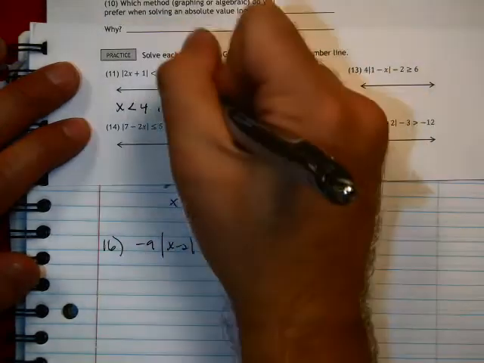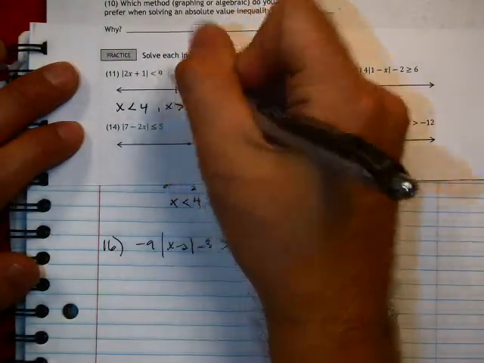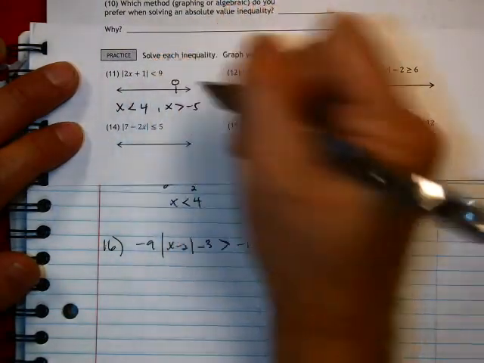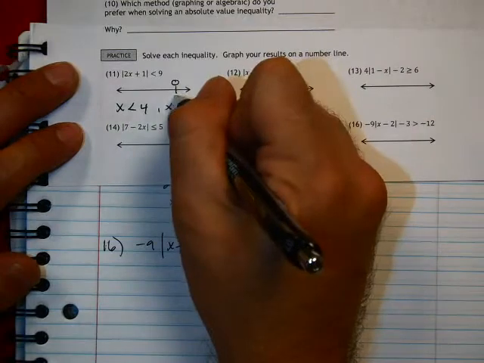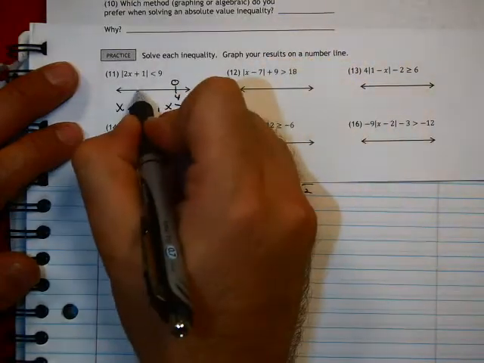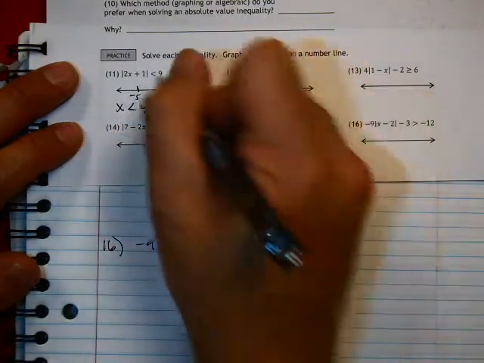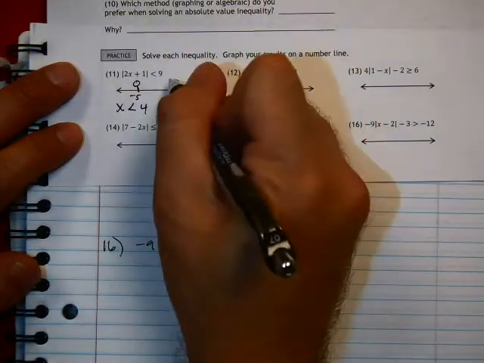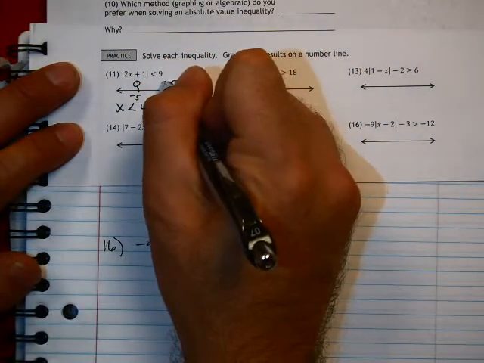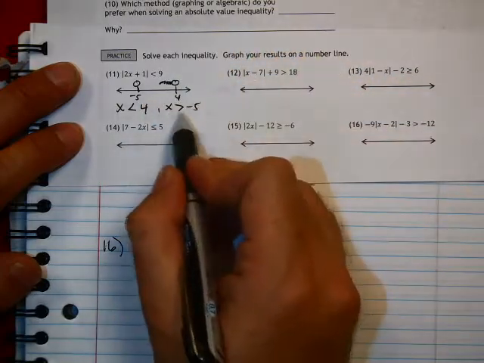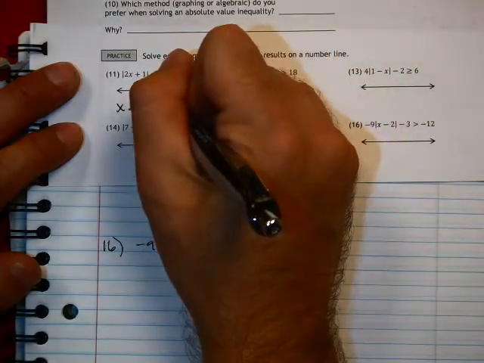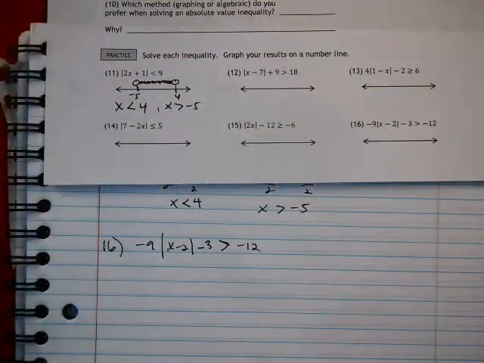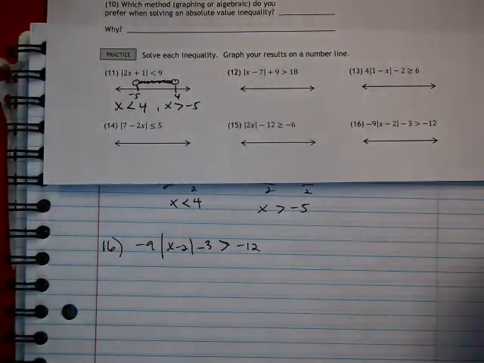On the number line, I'm looking at positive 4. There's no equals underneath, so I'm going to do an open circle. And I'm going to name that 4. And then add negative 5. Again, an open circle. Now, less than 4 means my shading would start here and go to the left. Greater than negative 5 starts here and to the right. They meet in the middle, so there's my number line answer for number 11.